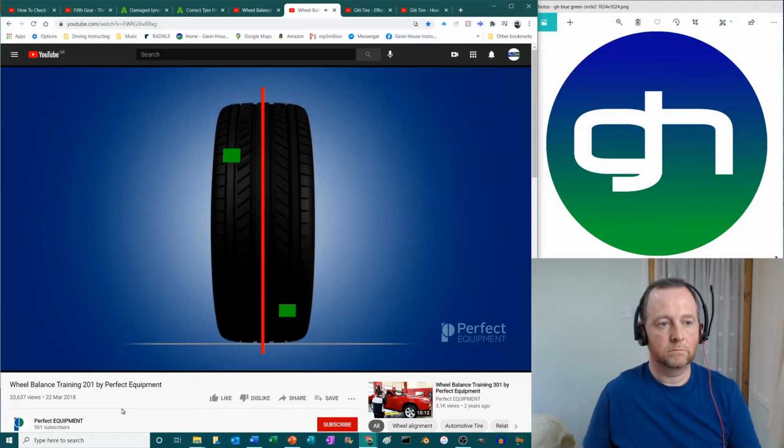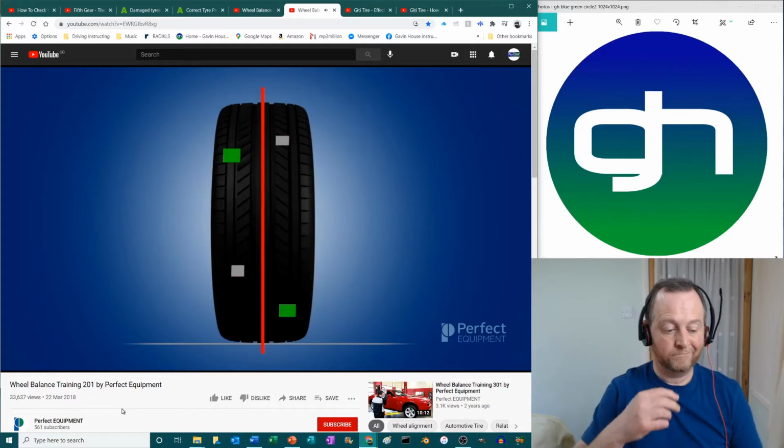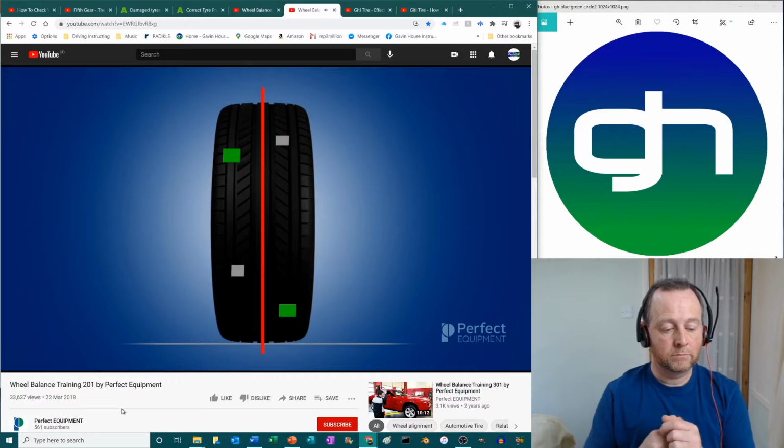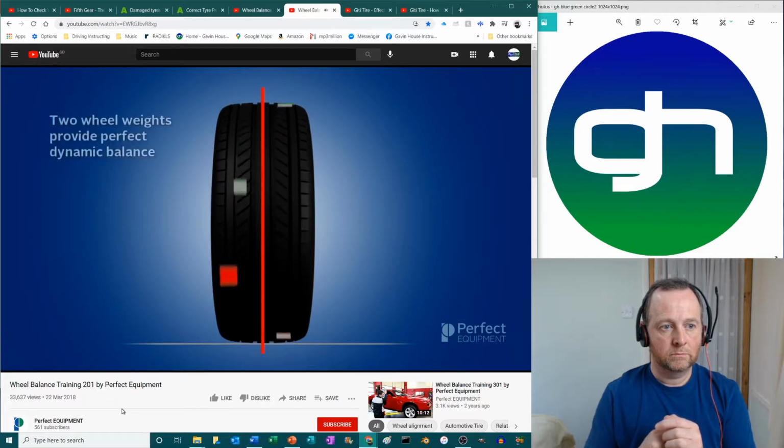To correct this problem, weight must be applied to the opposite side of the imbalance on both sides of the wheel assembly in order to equal out the weight distribution. This is shown on our example as two red squares, which turn gray when they are on the back side of the tire. With the weights applied, the dynamic imbalance is corrected, and the wheel assembly can now spin perfectly balanced.